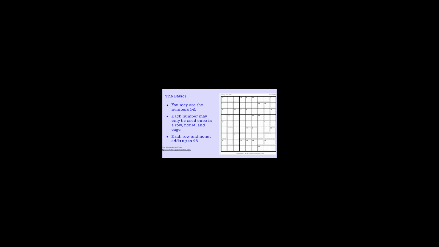And lastly, each number can only be used once in its cage. The cages are those even smaller boxes that have the numbers which indicate the sum. So those small numbers indicate the sum, or what all the numbers inside that box will add up to in the end. Lastly, it's important to know that because you use the numbers 1 through 9, and each one must be used one time in each row and nonet, each row and nonet will add up to 45.